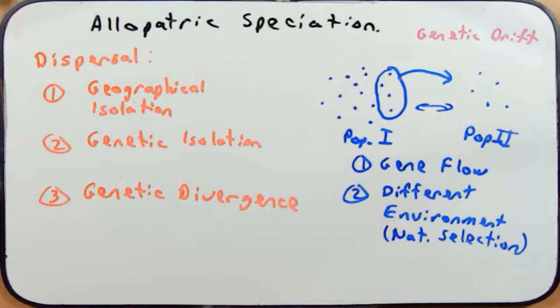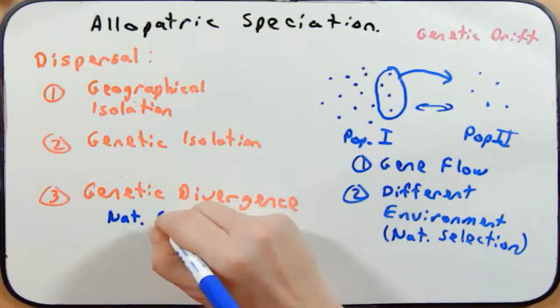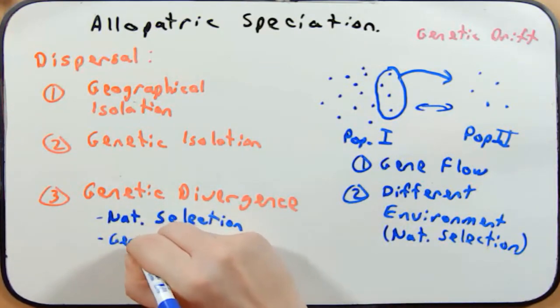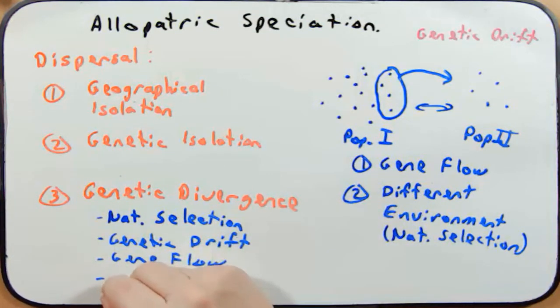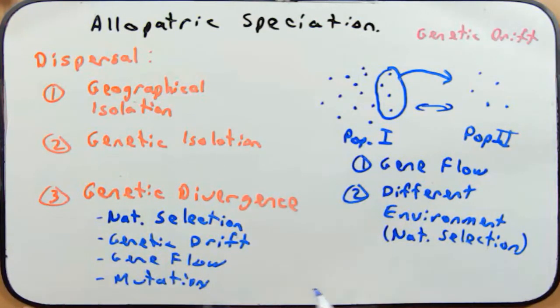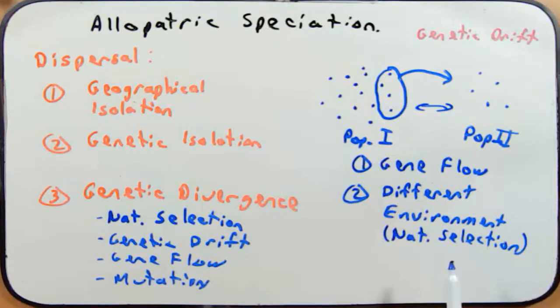In order for dispersal to work and actually lead to a new species, the gene flow has to be eliminated between these two populations, or at least greatly reduced. Now, genetic divergence has to set in, and what I'm talking about here is things like natural selection, genetic drift, gene flow, and mutations. We already talked about gene flow, and that's going to speed up this genetic divergence if there's not genetic flow between these two populations.